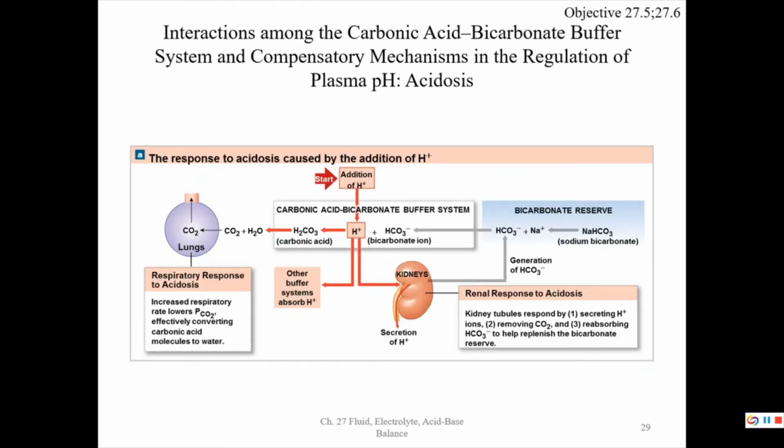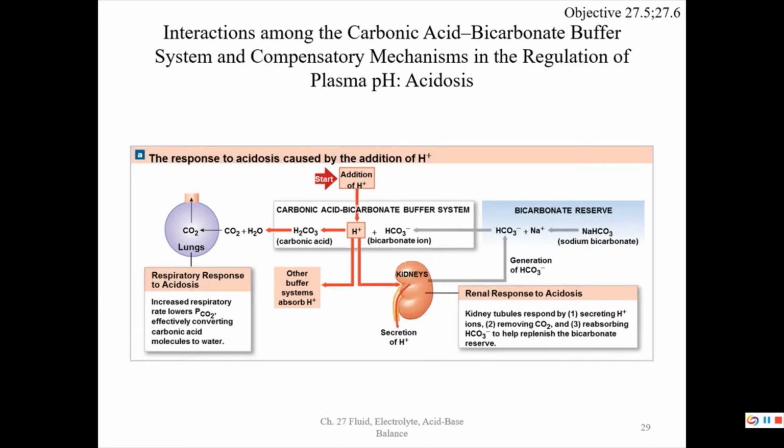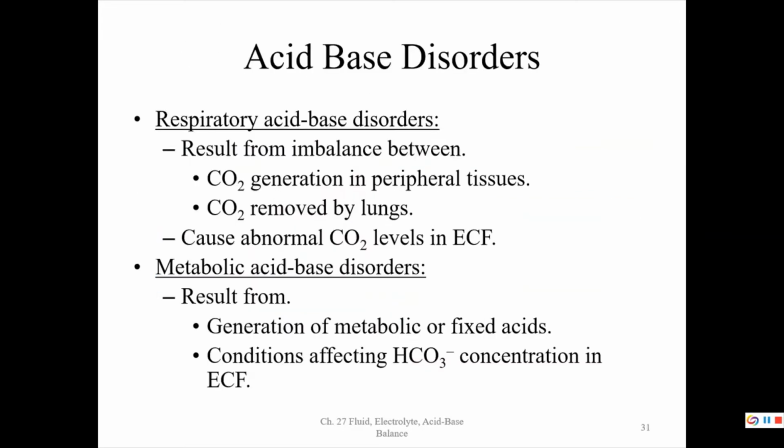And we could see that the kidneys can help affect bicarbonate, by secreting hydrogen ions and generating bicarbonate. Or we can urinate out bicarbonate and we can generate hydrogen ions. And so with these two things involved, the lungs are involved and the kidneys are involved. And that gets us into our acid-base disorders.